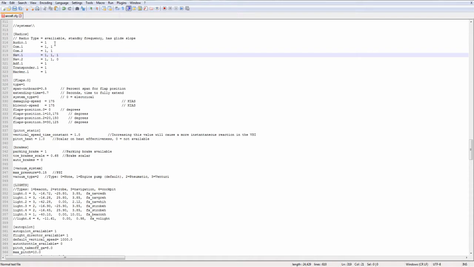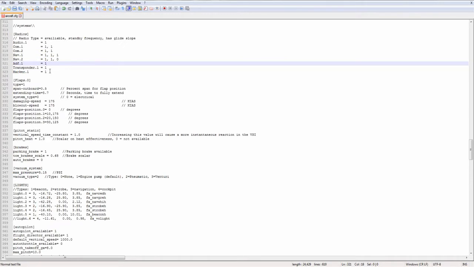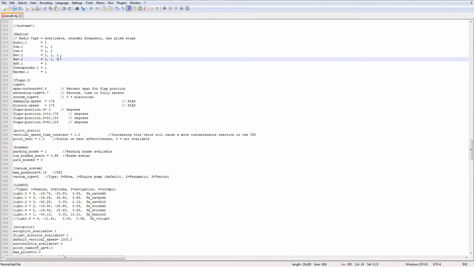But the radios on this plane all have a standby frequency on comms and navs. ADF can also have this, by the way. But transponder, marker, and audio can't. They can only have that first number. And the third number only applies to nav radios, and that's whether or not it has glide slope capability. Both nav 1 and nav 2 can have glide slope. So that is a thing.